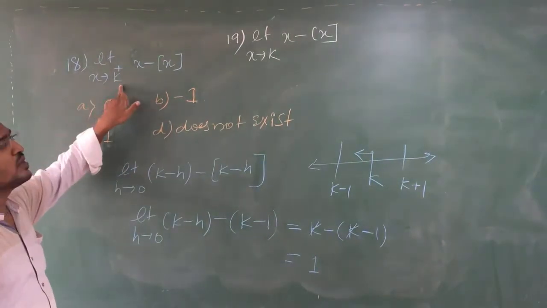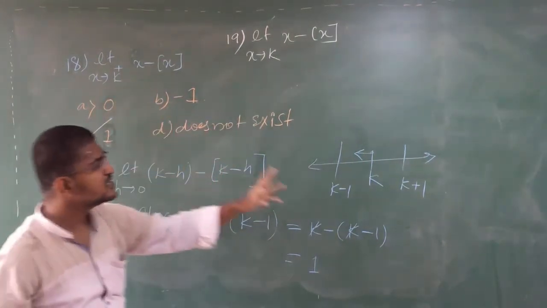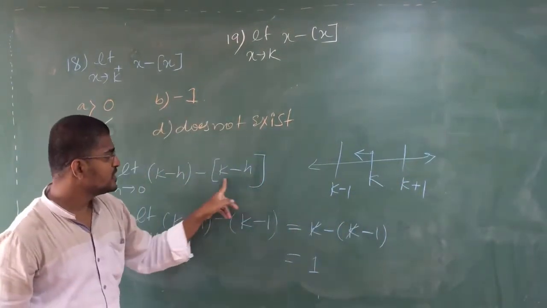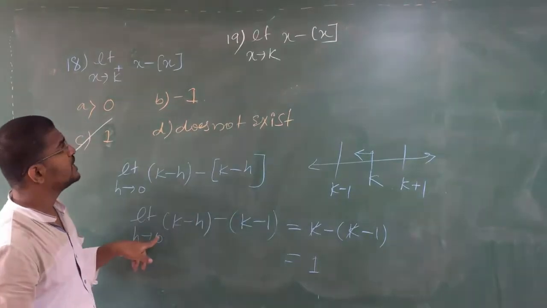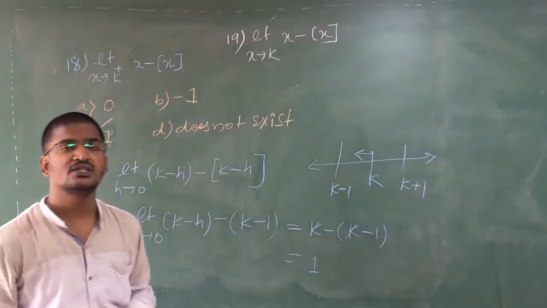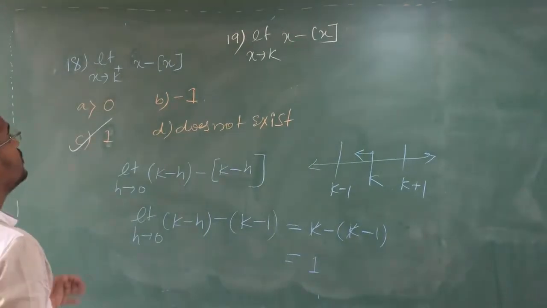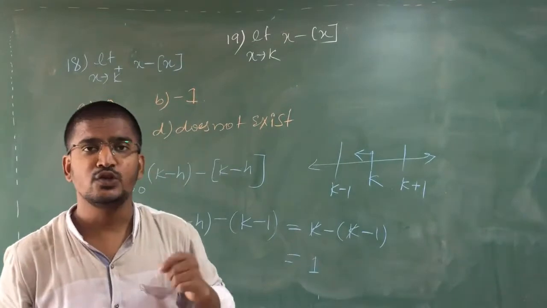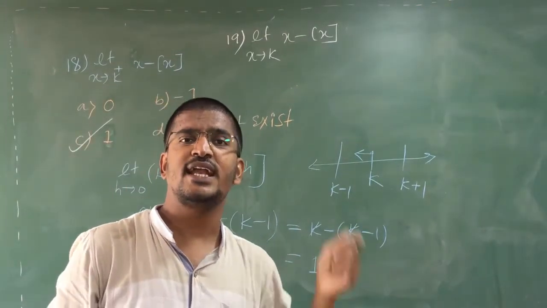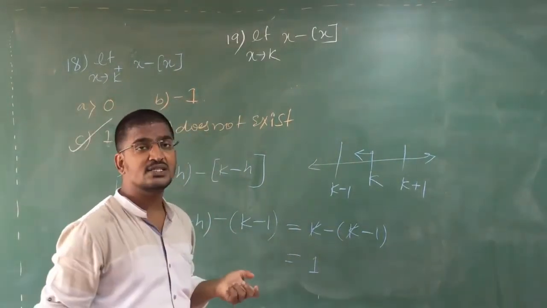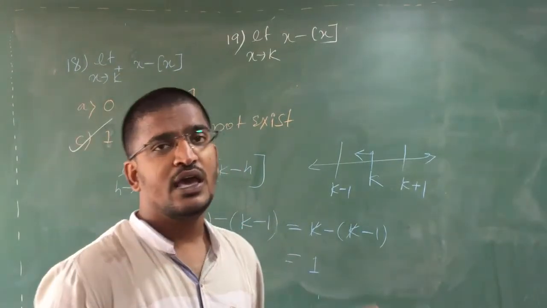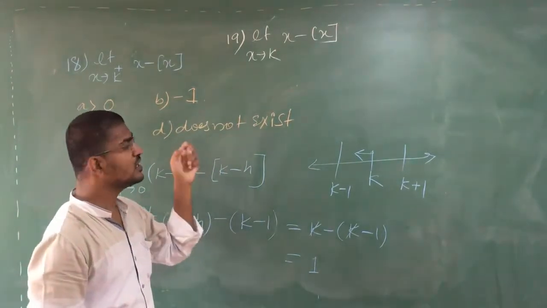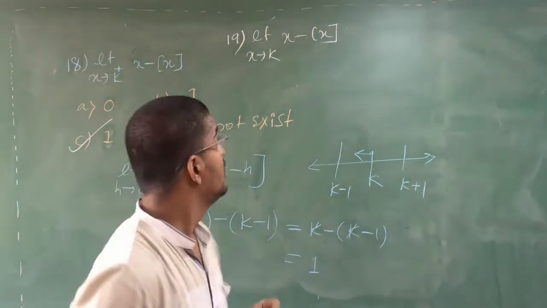In problem number 18, you are checking the right hand side of k, that means k plus h. It will be what? K. Here you are going to get this as k. K will get cancelled. Clear? So check what will be your answer. Next, for the 19th problem, I am calculating at x tending to k. Obviously, LHL is not equal to RHL, therefore the limit does not exist for problem number 19.